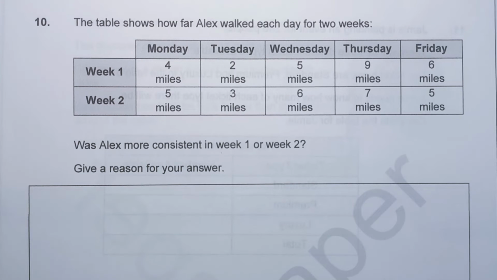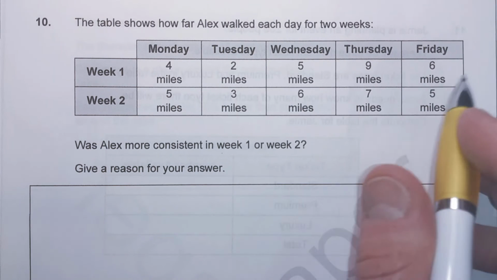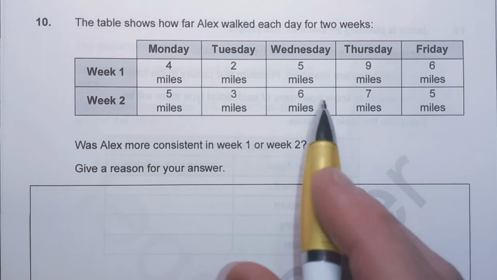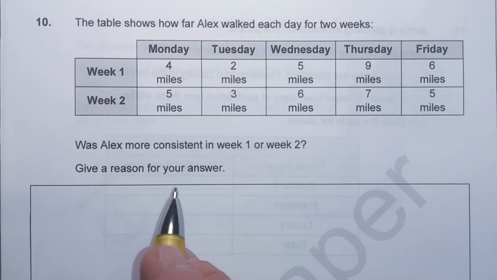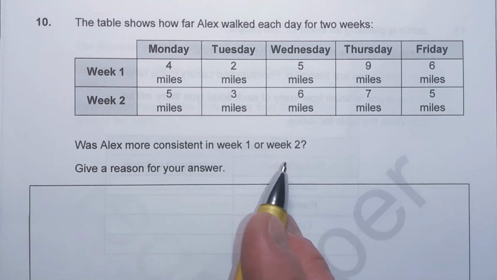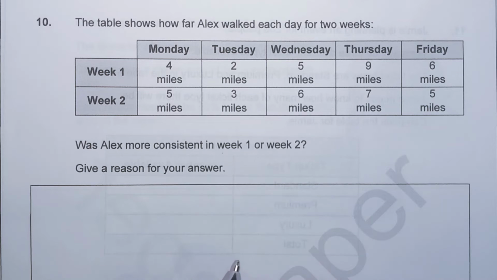Question 10. The table shows how far Alex walked each day for 2 weeks. And we've got it split into week 1, Monday, Tuesday, Wednesday, Thursday, Friday, and week 2, Monday, Tuesday, Wednesday, Thursday, Friday. Was Alex more consistent in week 1 or week 2?